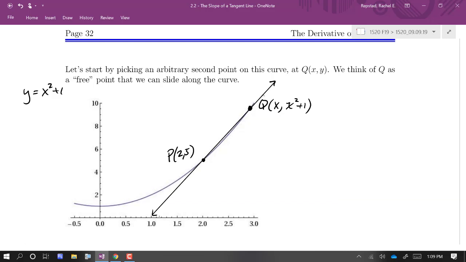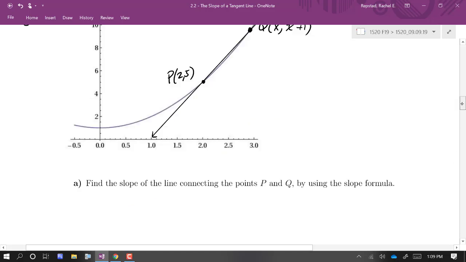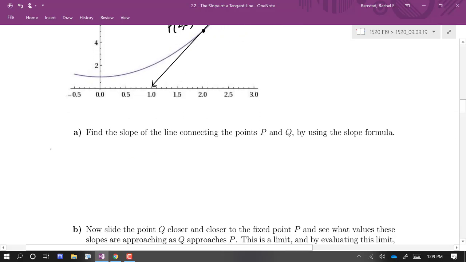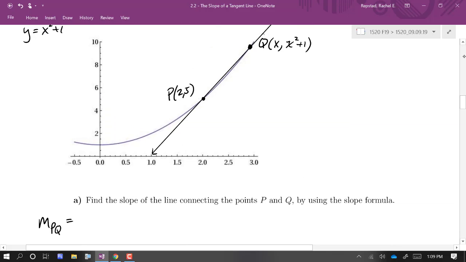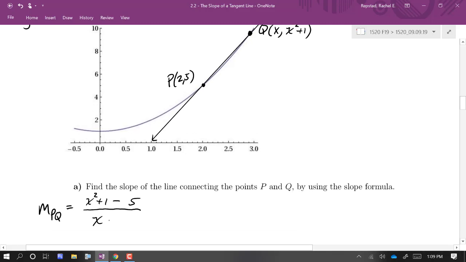So let's not fix that point. Let's keep it as x and x squared plus 1. I'll call the slope m sub PQ, because I'm finding the slope of this line. By the way, when there are 2 points on the curve, instead of a tangent line we call it a secant line. We're going to find an expression that gives us the slope of that secant line, and we can do it: rise over run, the difference in y's over the difference in x's. So the numerator would be x squared plus 1 minus 5, over x minus 2.